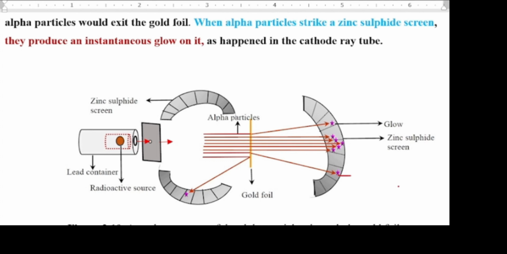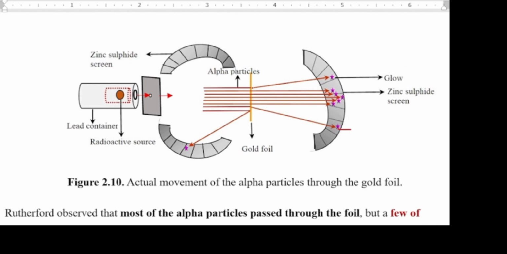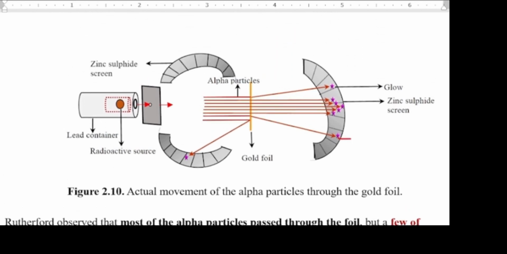So here we can see, based on the position of these glows here, Rutherford was able to make some conclusions, as depicted by this figure here. What he was saying is that the majority of the alpha particles passed through the gold foil unaffected, but only a tiny few of them were deflected sideways, and a few of them even rebounded. So what did he conclude? He concluded that the model of the atom proposed by Thomson was not accurate, since it could not explain these movements of the alpha particles.